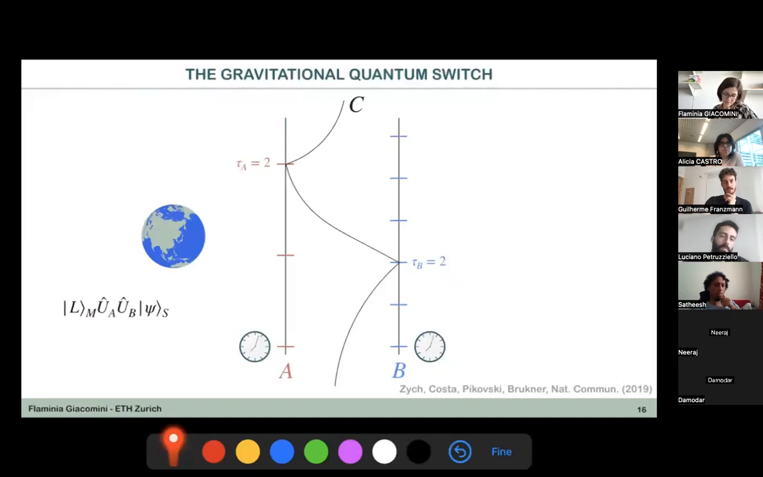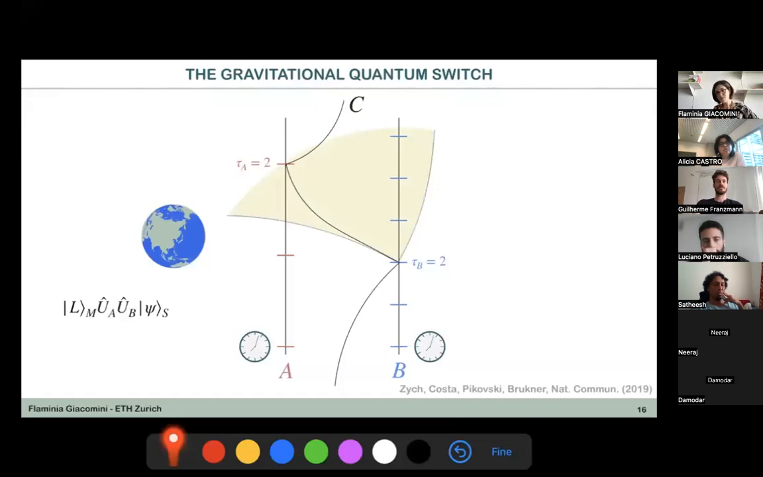And then we can really fix the distances between A and B and the geometry of our experiment, so that the initial velocity of this quantum system is such that it reaches B when tau B is equal to 2, and A when tau A is equal to 2, and we can make sure that this tau A equal to 2 is in the future light cone of system B. And then after this tau A equal to 2, the system is sent to C.